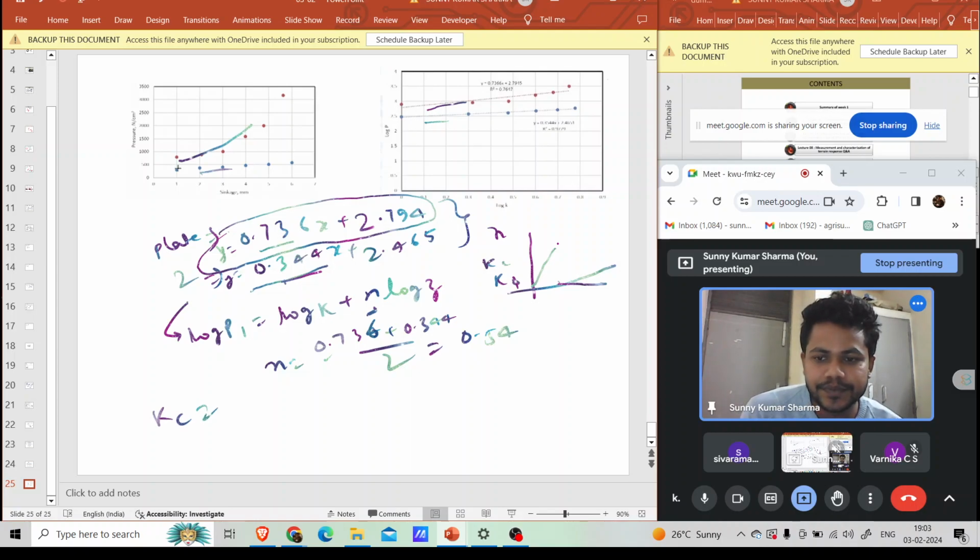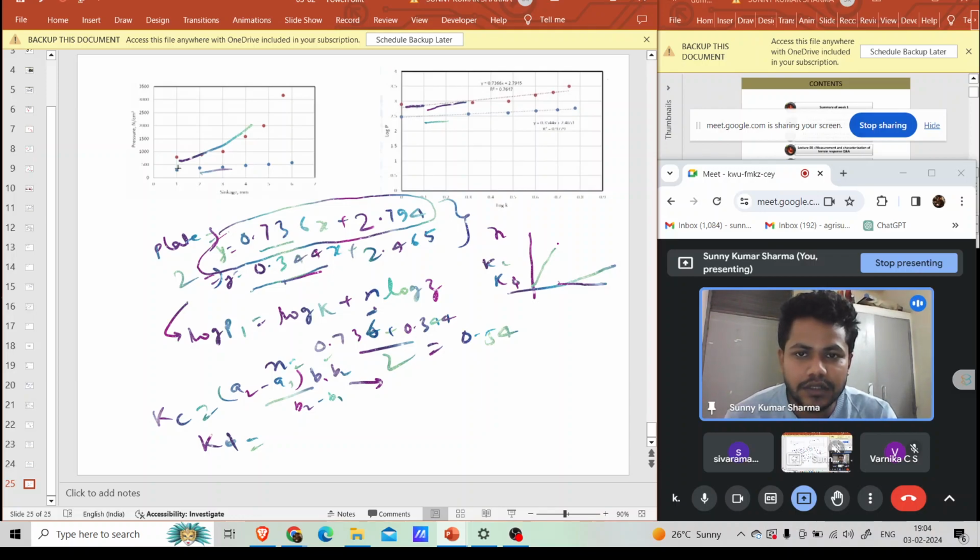KC and K prime. KC was (A2 minus A1) B1 B2 by (B2 minus B1). B is our plates' dimension, plate 1 and plate 2's dimension, and A2 and A1 are the intercepts. If this is for plate 1, then this is A1. If this is for plate 2, then this is A2.